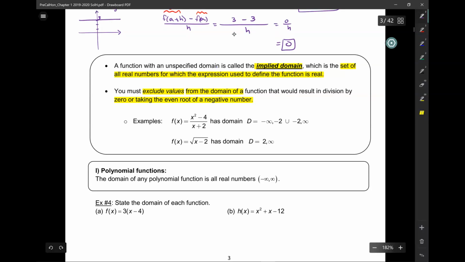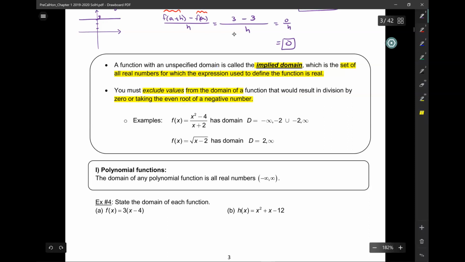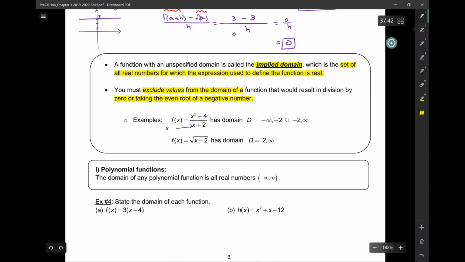Look at the first one. What's the first thing you notice? What's a problem? You could factor it. At -2, the denominator would be 0, and then you would be dividing by 0. So it doesn't work at -2, right? So that means this tells you that x cannot be -2.